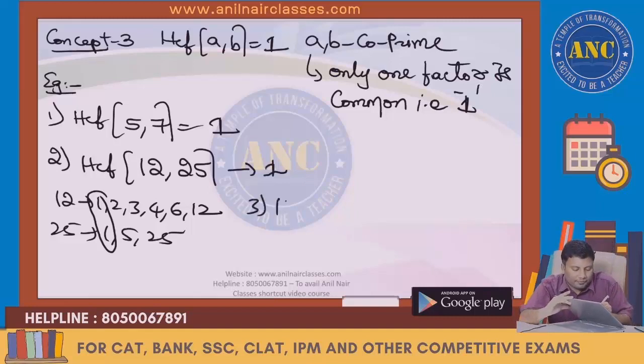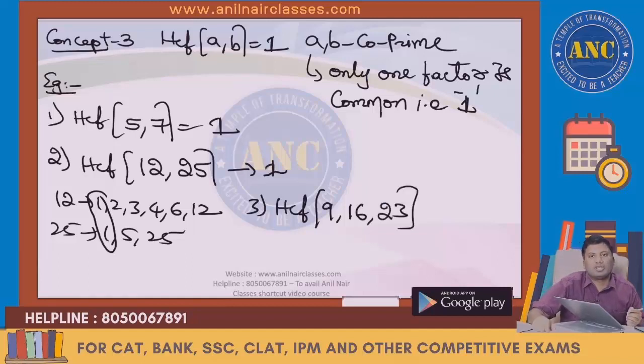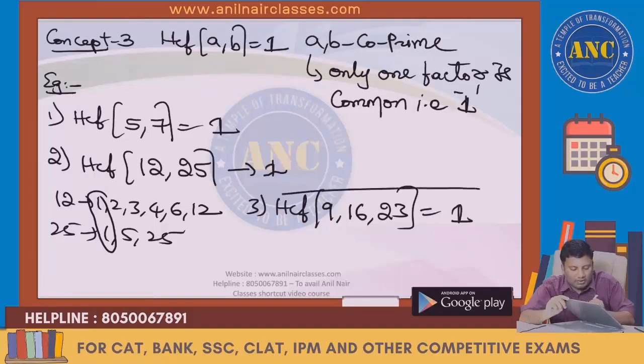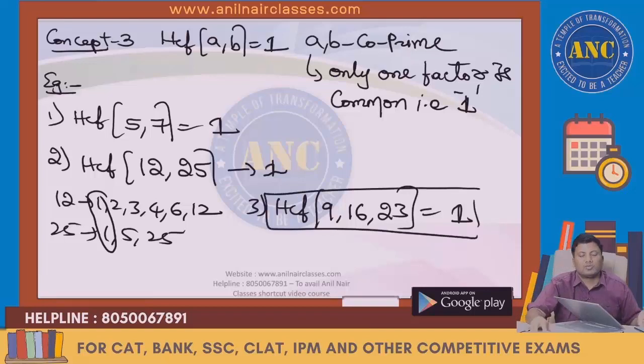Third one. HCF of 9 comma 16 comma 23. Right? 9, 16 and 23. Factor common is 1.